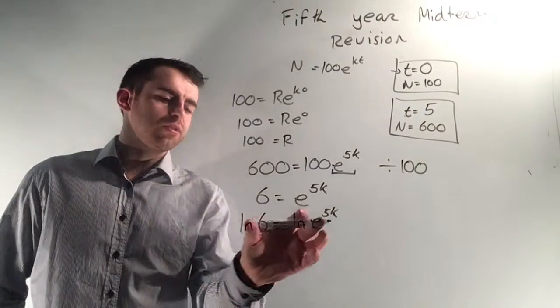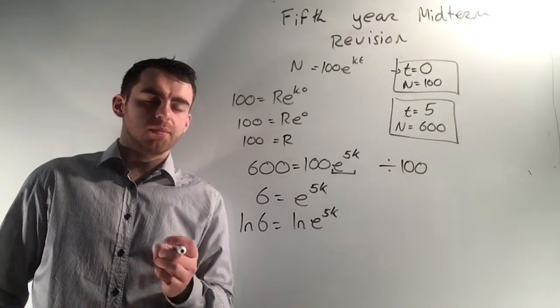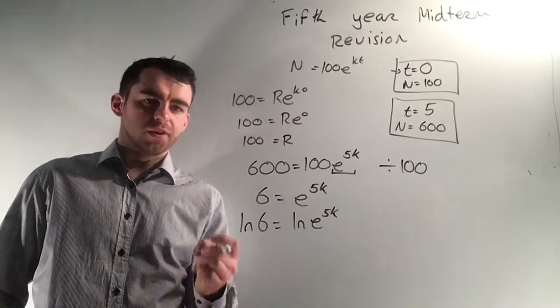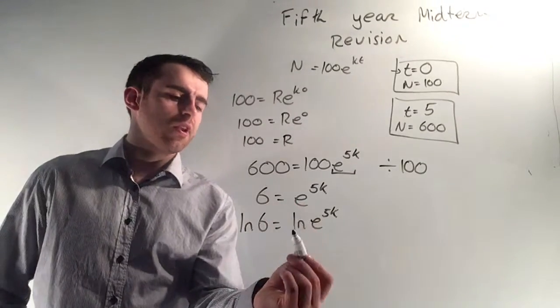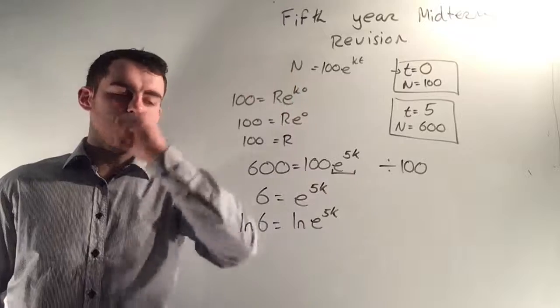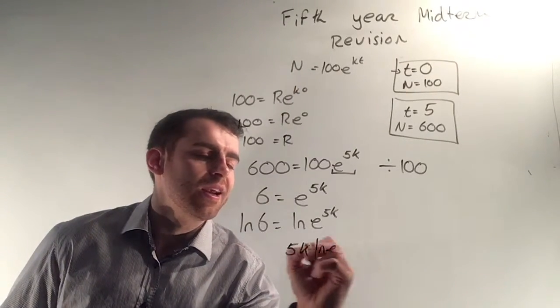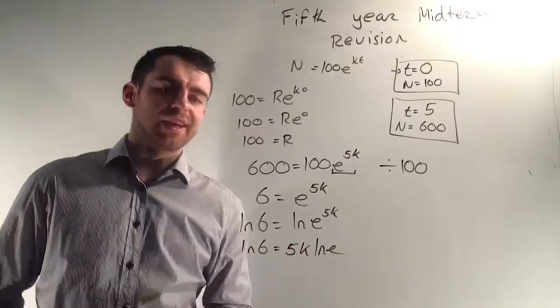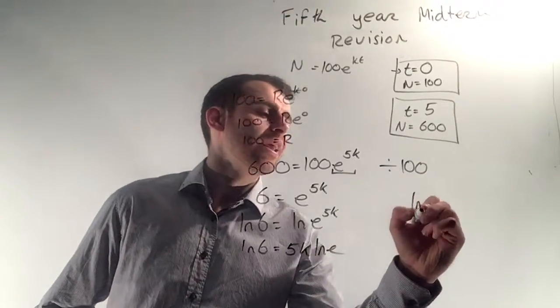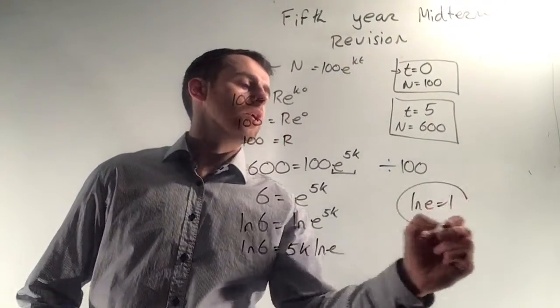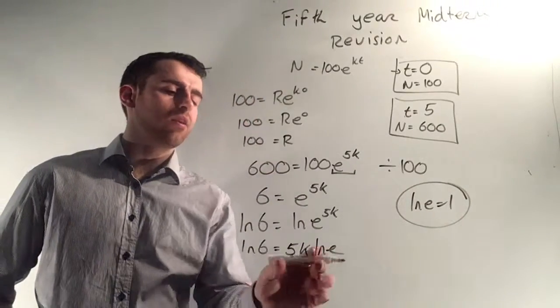Now the reason we're introducing logs here is because now we can apply our rules of logs. The third rule of logs says that if you take the log of something to a power, then the power can just come in front. So you can write this as 5k ln e is equal to ln 6. Now ln e is just equal to 1, so we don't need to worry about that at all.